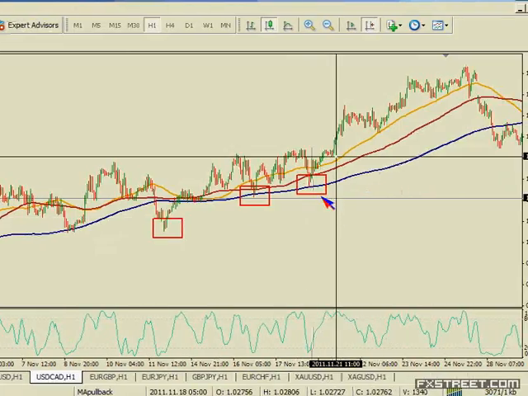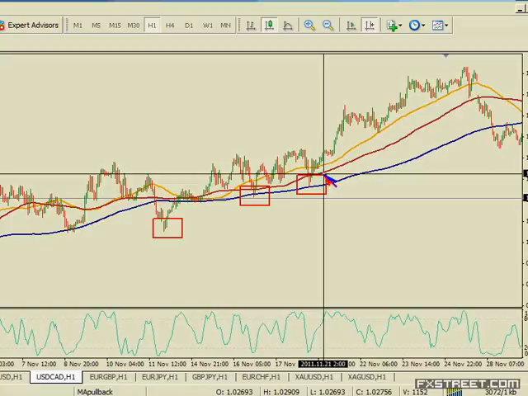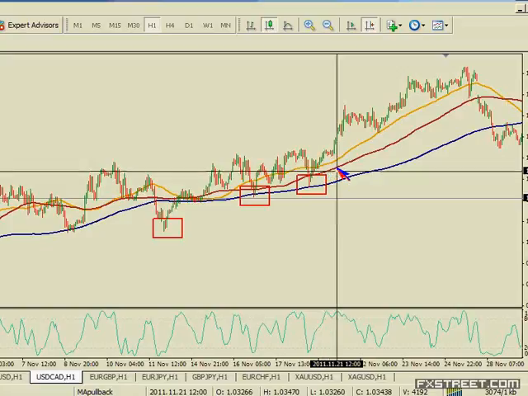Okay, so once we have the correct order moving averages as we have here, I'm looking for pullbacks to this 100 period, which is the red one here, the 100 period or more. When I say more, I mean lower in an uptrend. When I say more in a downtrend, I mean higher.